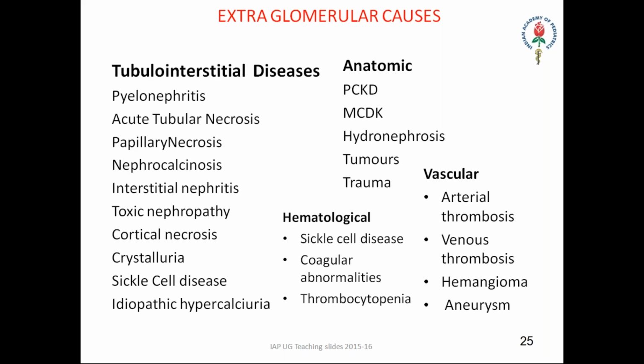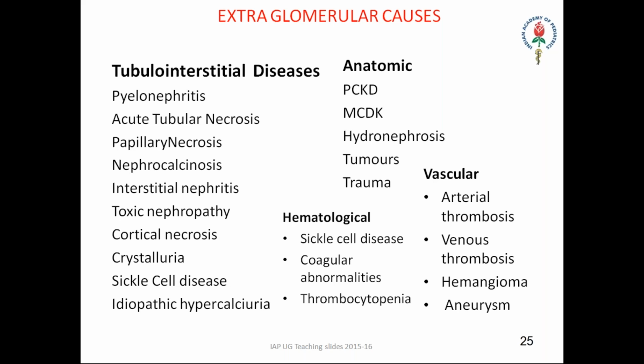Coming to the extraglomerular causes, tubulointerstitial diseases and anatomic forms, hematological and vascular forms are differentiated. Coming to the first, tubulointerstitial diseases: pyelonephritis is common, acute tubular necrosis, papillary necrosis, nephrocalcinosis, interstitial nephritis, all your inflammatory forms of nephritis, toxic nephropathy, poisons causing nephropathy, cortical necrosis, cystinuria, sickle cell disease, and idiopathic hypercalciuria. Your anatomic forms: polycystic kidney disease, multicystic dysplastic kidney, hydronephrosis, tumors, and traumas.